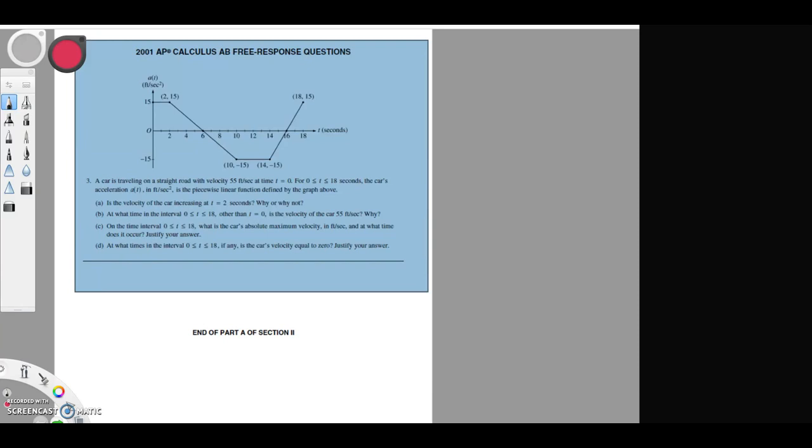Why or why not? So this is a graph of acceleration. Acceleration is the first derivative of velocity, so you need to base it on V prime of 2, which is going to be equal to a of 2. Since it's above the axis, it has to be increasing. So you would just specify what it is, which is 15 feet per second squared, which is greater than 0. So therefore, the velocity is increasing.